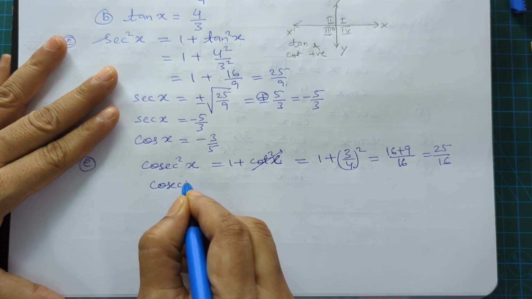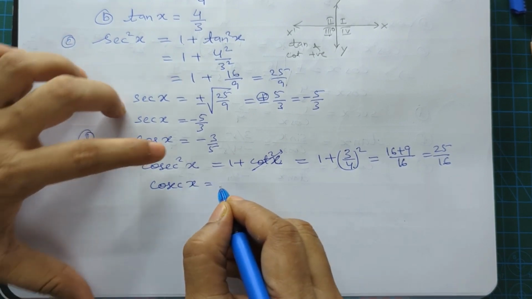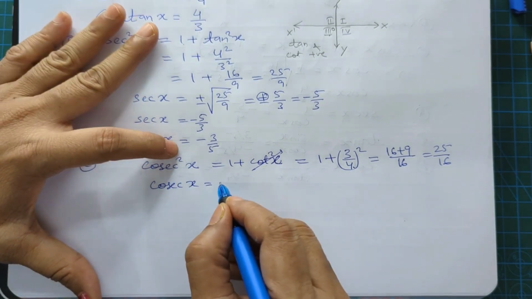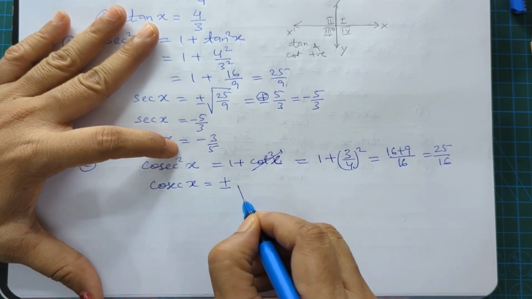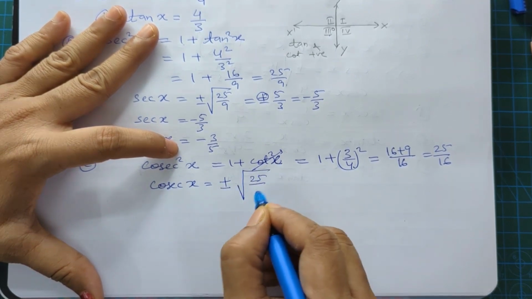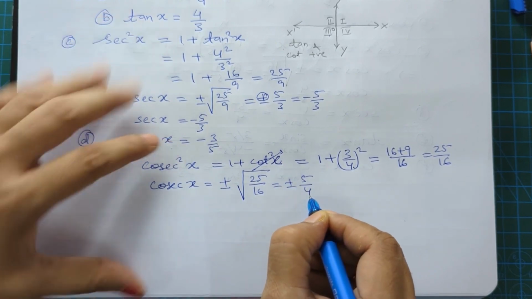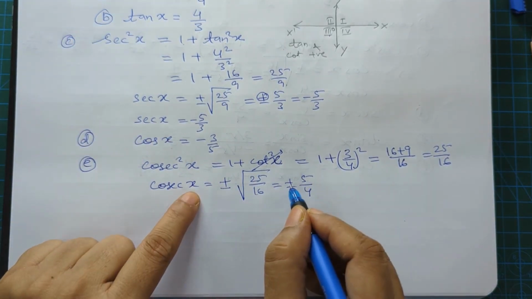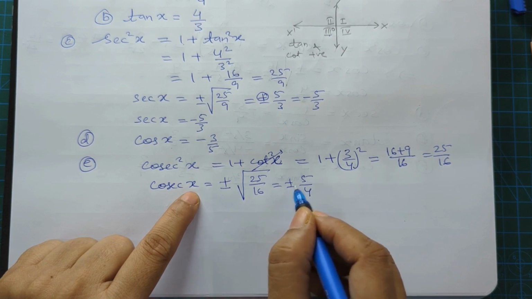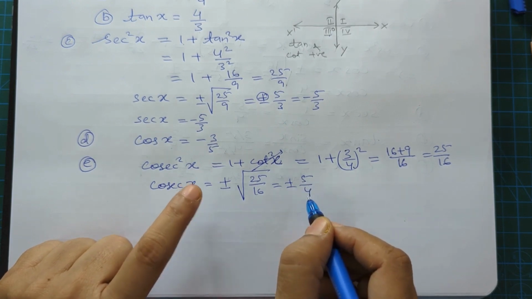Cosec x is, we are removing the square, so we have to put on the other side plus or minus under radical 25 by 16, means plus or minus 5 upon 4. Now cosec of x is a plus 5 by 4 or negative of 5 by 4. For that we should know where x lies.